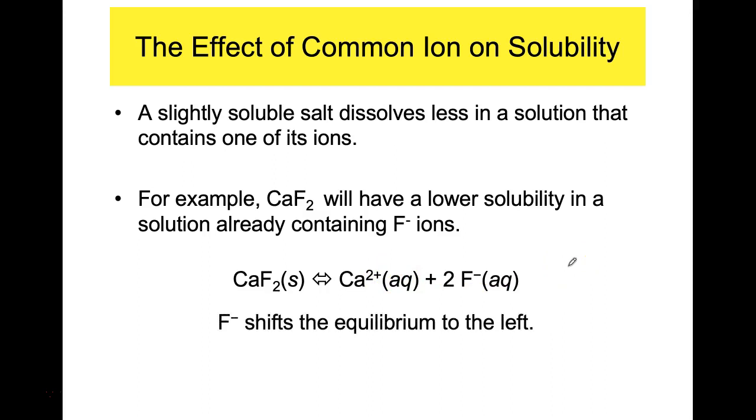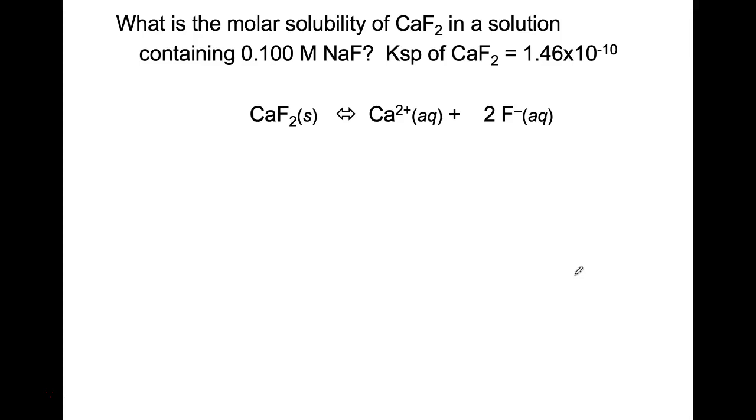Now what happens when I put this compound in a solution that already has fluoride in it? The fluoride is going to inhibit the calcium fluoride from dissociating because there's already fluoride present. If there were no fluoride present in the solution, then it would go better to the right. So what do we want? We want to find now the molar solubility of calcium fluoride in a solution that already contains 0.1 moles per liter of sodium fluoride. Now remember, this molarity is both the sodium and the fluoride. The sodium ions, though, are going to be spectators and not involved in any sort of reaction.